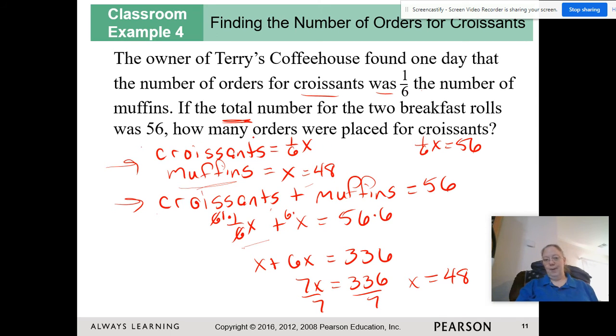Now, go back to the original question. It says, how many were croissants? We didn't care about the muffins, to be honest. So the only answer we're looking for is croissants. So 1/6 of 48, 1/6 times 48, divide by the bottom gives me 8, multiply the top, I've got 8 croissants. All right.